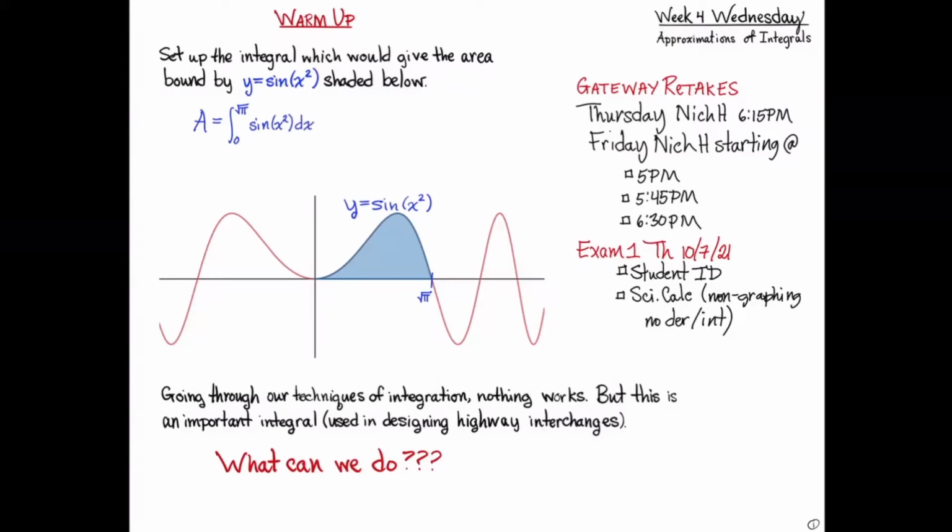Now, geometrically, this integral is very easy to represent as the shaded area under the curve. But algebraically, going through all of our techniques of integration, we don't have any methods that will allow us to integrate this. But it is an important integral. It's used in designing highways. And there's also a lot of other really important integrals. In fact, the vast majority of integrals out there cannot be integrated. And so we need some other technique that will give us an approximation of these integrals. So that's big picture what we'll be doing today.